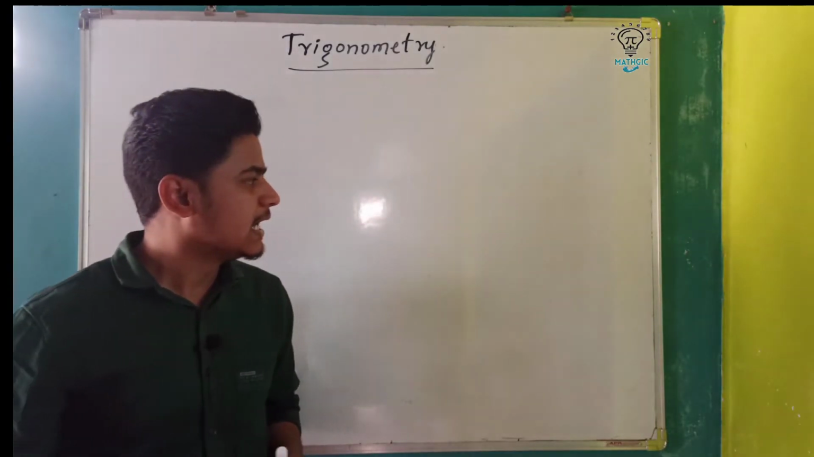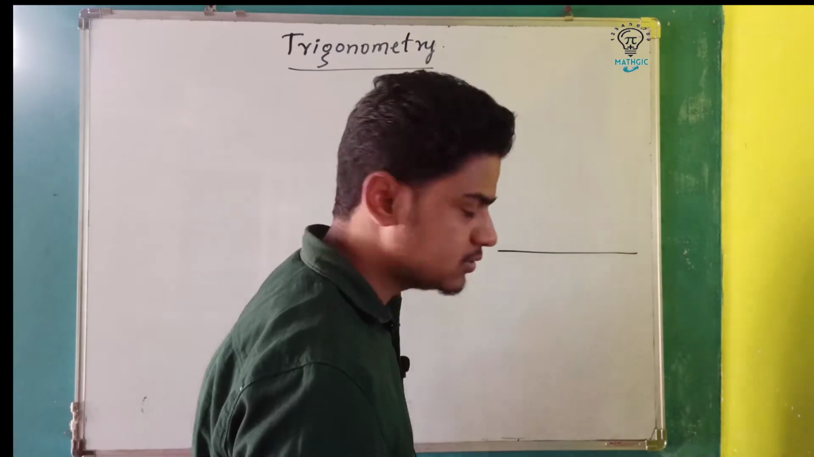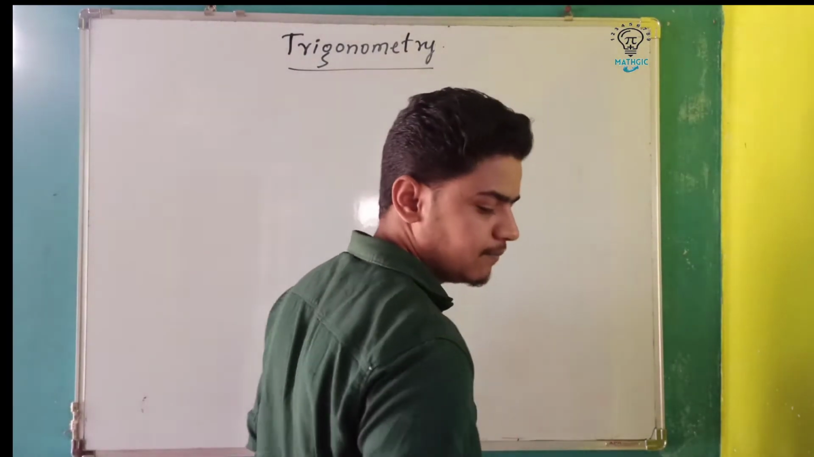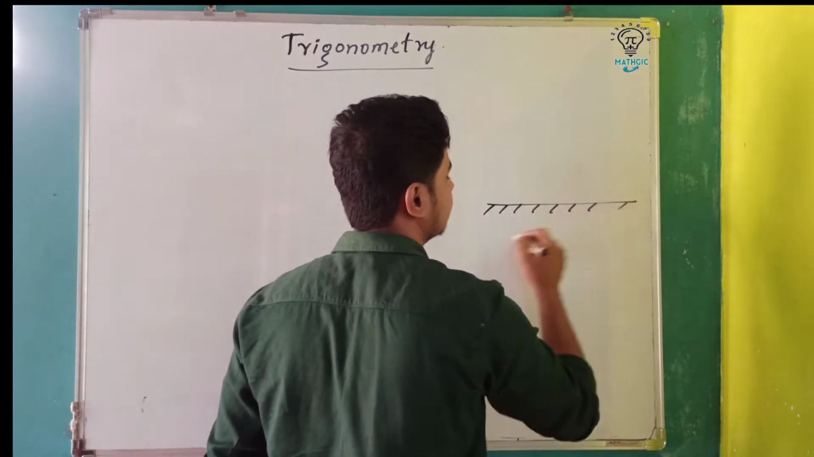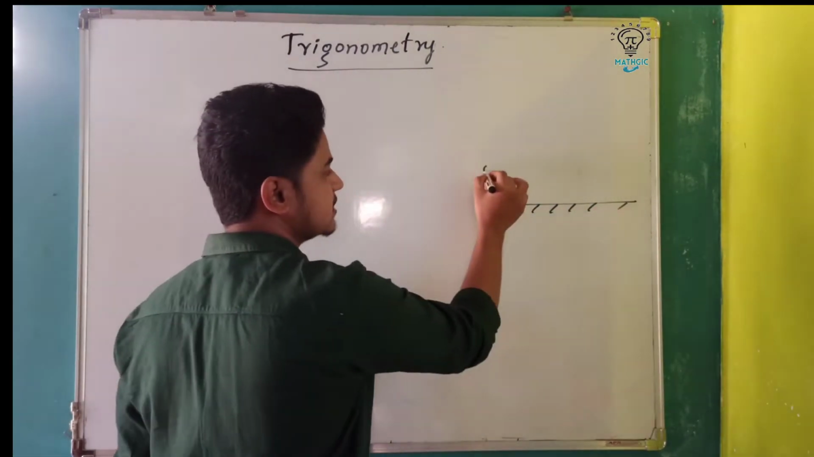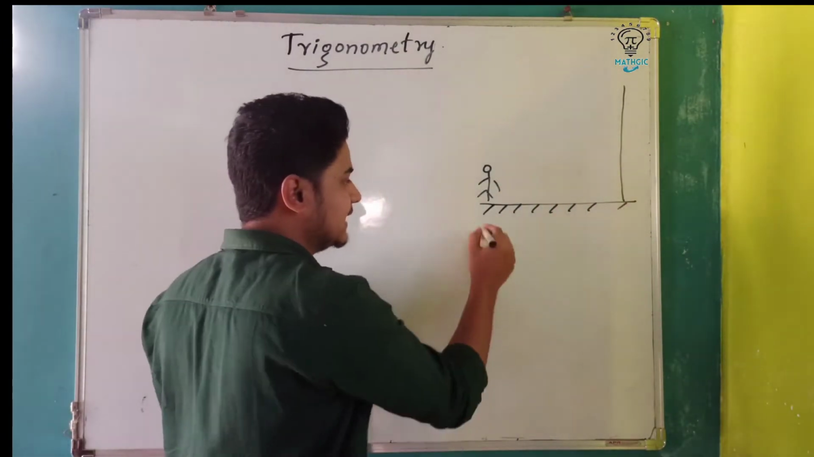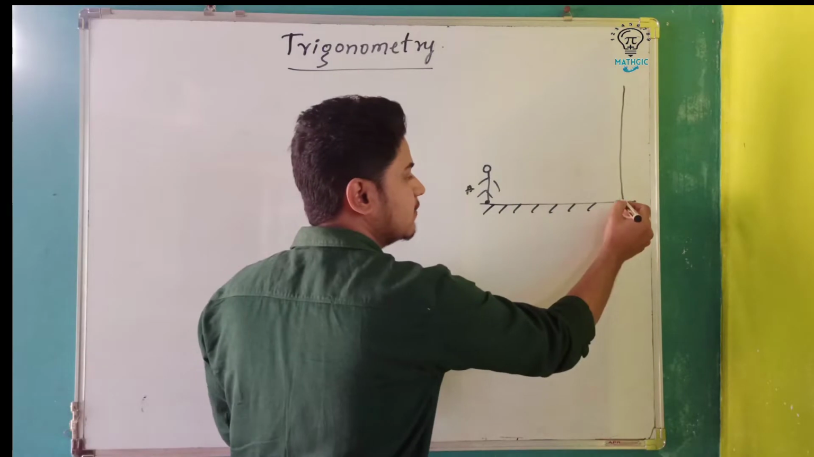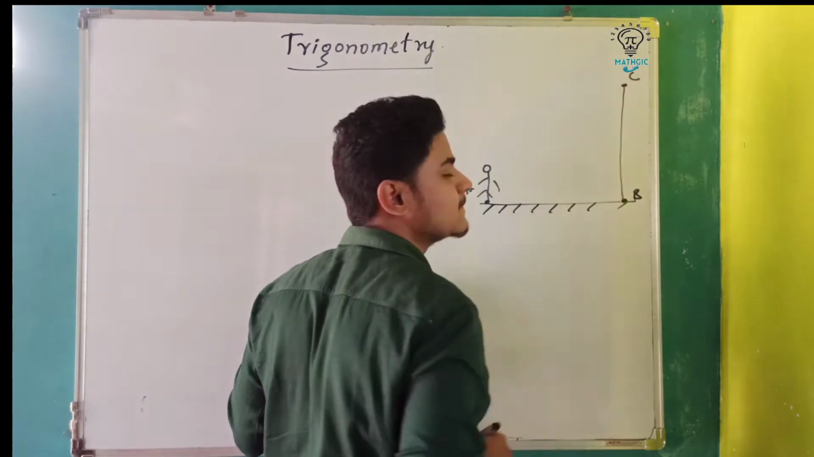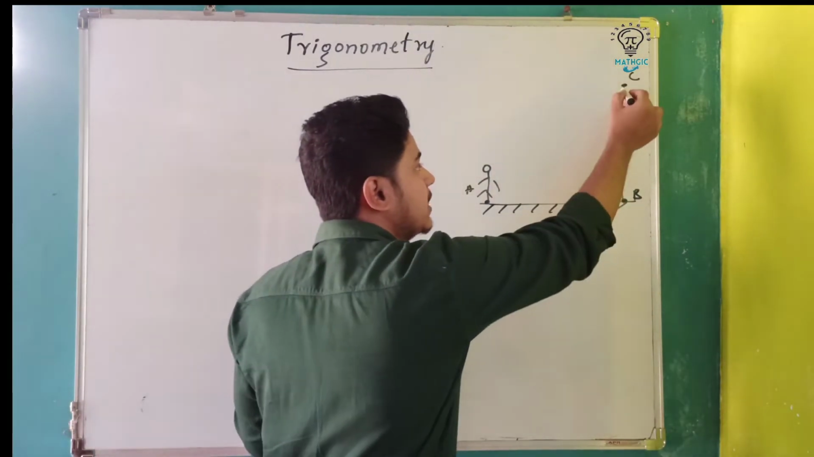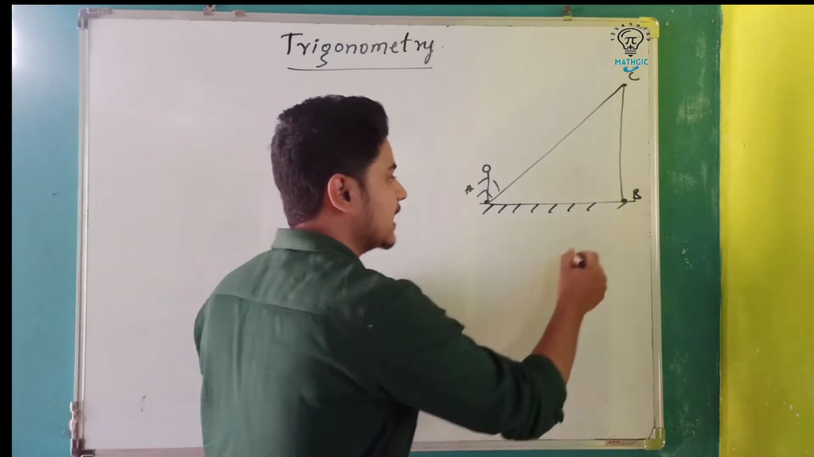Let us assume a person stands opposite to this pole. Let's take this is our ground. Let's take this point is A, the foot of the pole is B, and the top of the pole is C. If you join point C to point A, this clearly forms a right angle triangle, with the right angle at B.